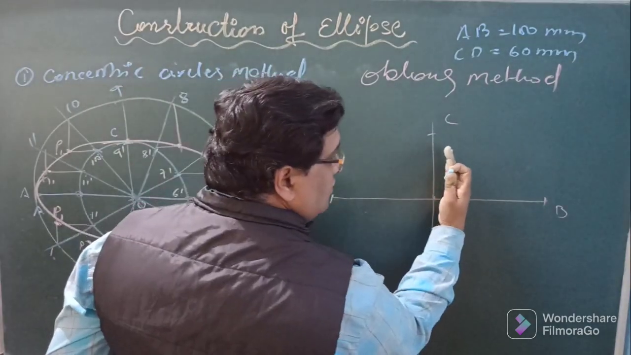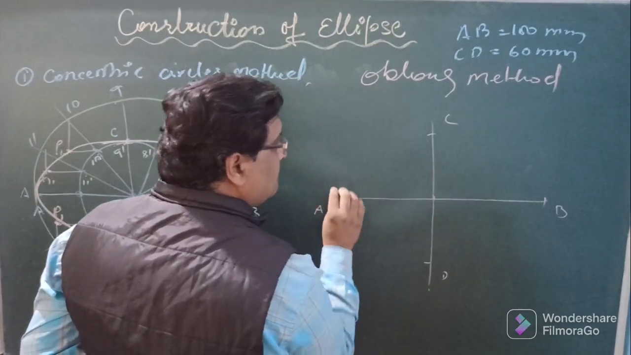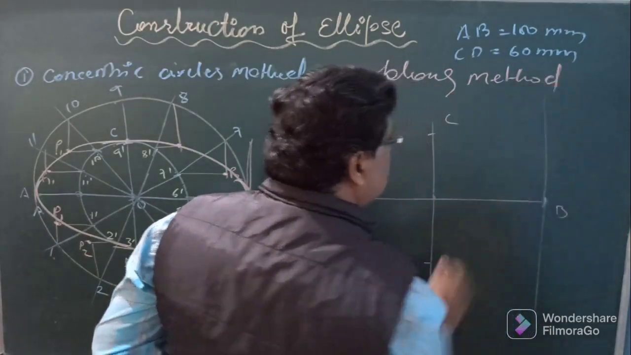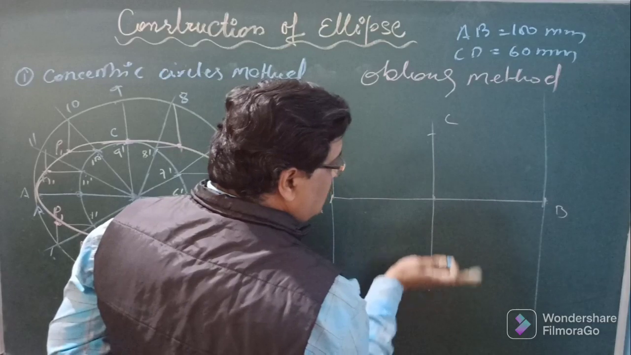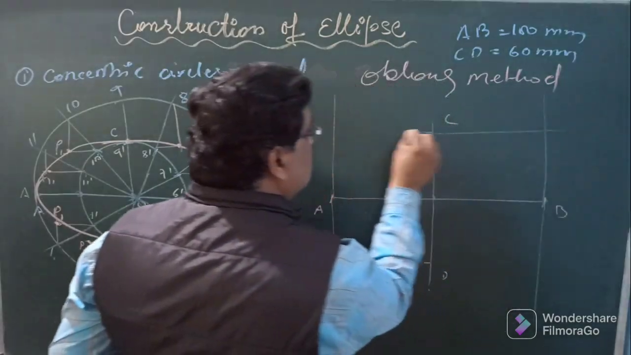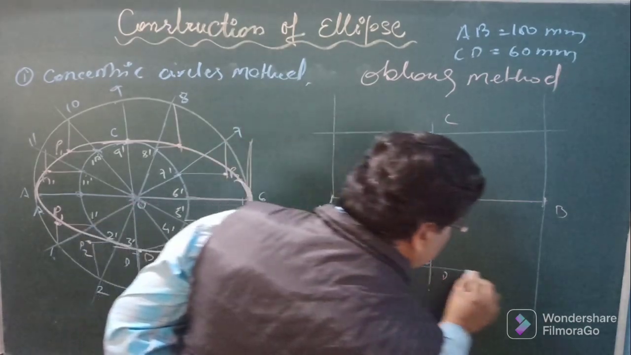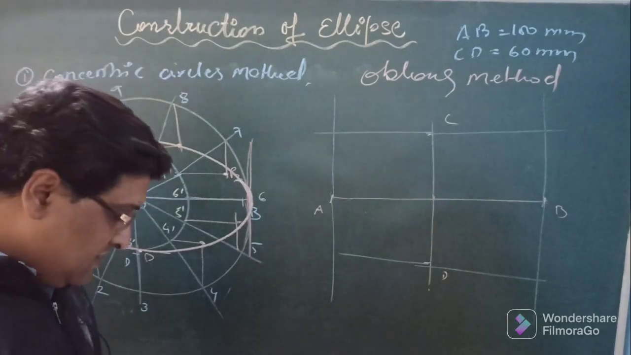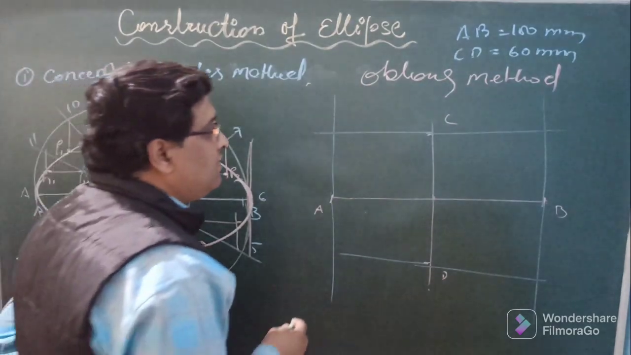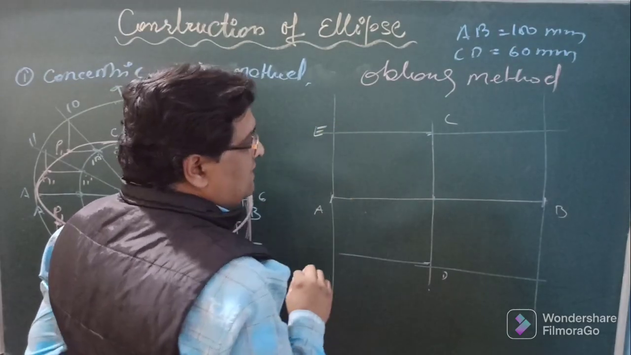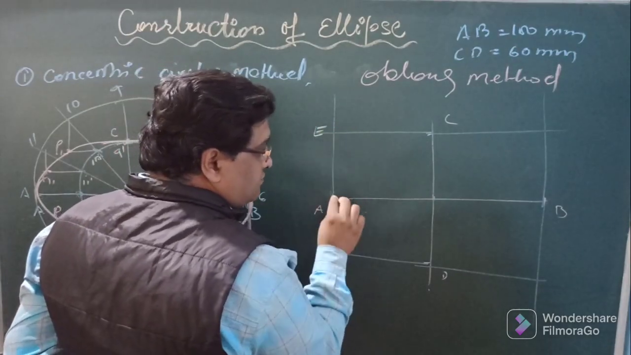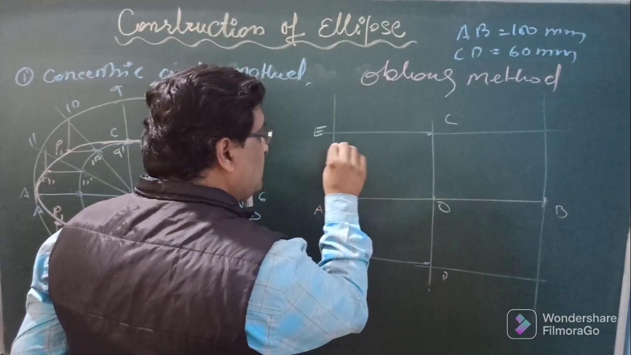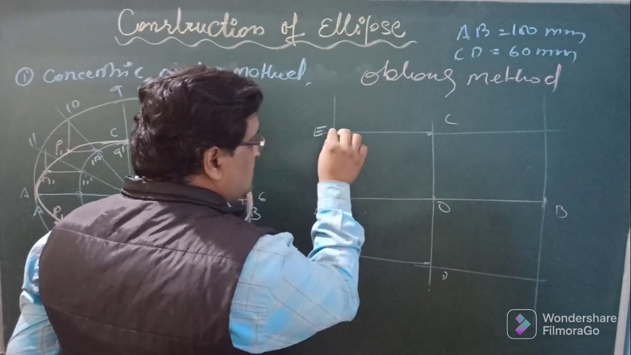You can draw with the help of a mini drafter a parallel line from A like this, on both sides. Similarly, you can draw from C and D two horizontal lines so as to complete the rectangle. So this is the rectangle which has been obtained taking A, B, C, D as the outer periphery. Now say this point is point E. Divide E to A and O to A into an equal number of divisions. Say I am dividing it into 4 equal parts using that angle method.